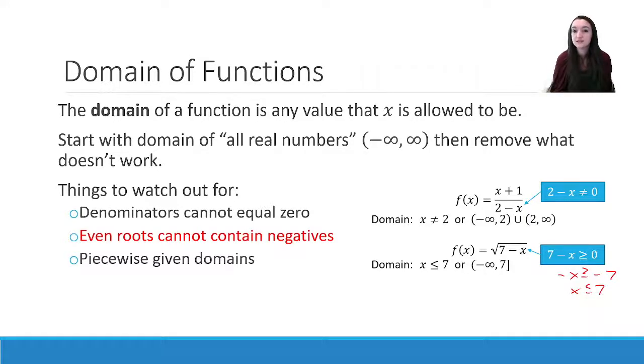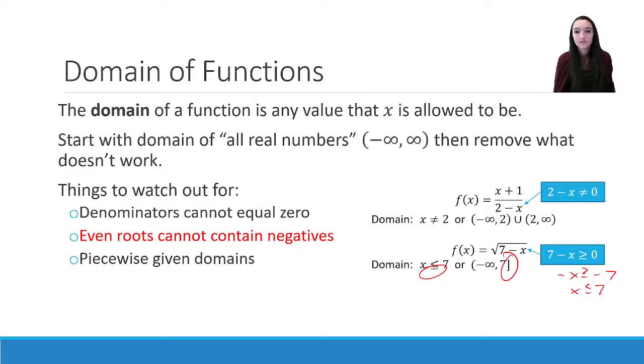So x is less than or equal to 7. In other words, our interval notation says from negative infinity to 7, including 7. Notice the inclusion, the or equal to, because we can take the square root of 0. We can't take the square root of negative 1, but we can take the square root of 0. That's fine. The square root of 0 is 0. So we include our endpoint here.